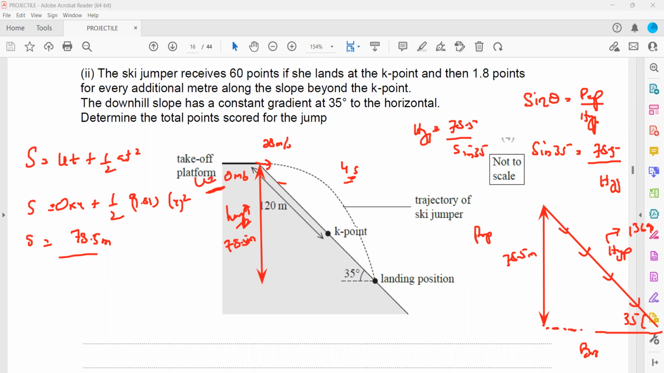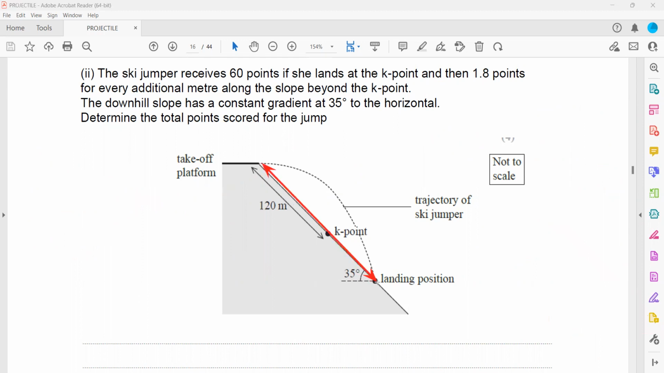So how many extra meters has it covered? If the K point is 120 and the total distance it has covered on the inclined surface is 136.9, how much extra distance has it covered after the K point? So 136.9 minus 120, it will be 16.9 meters. So 16.9 meters is the extra distance which this skier or athlete covered.